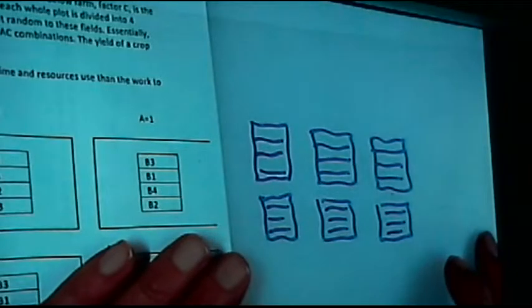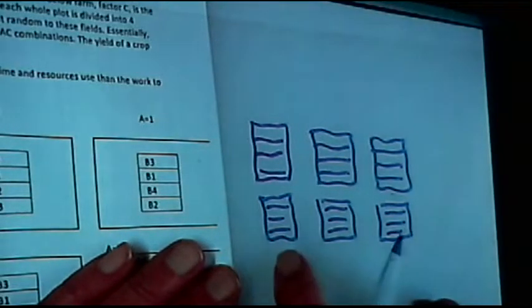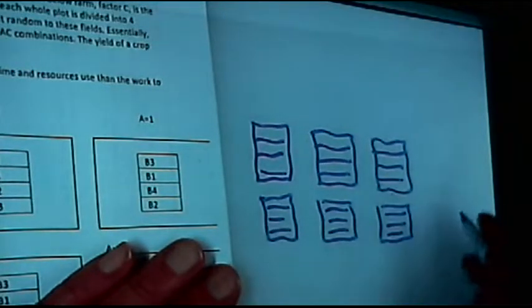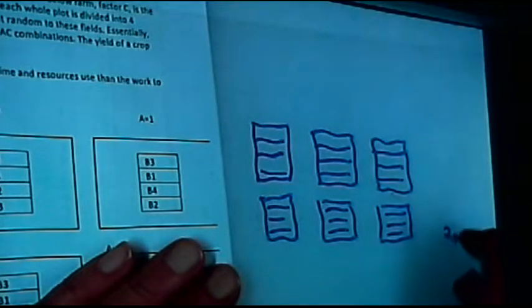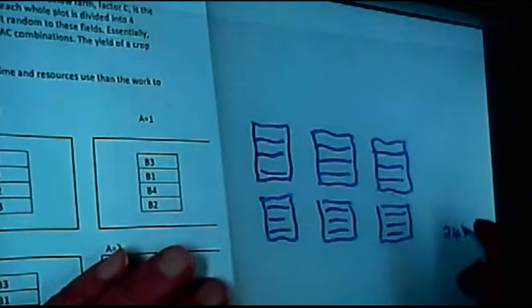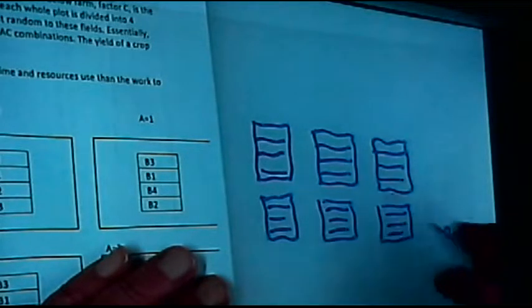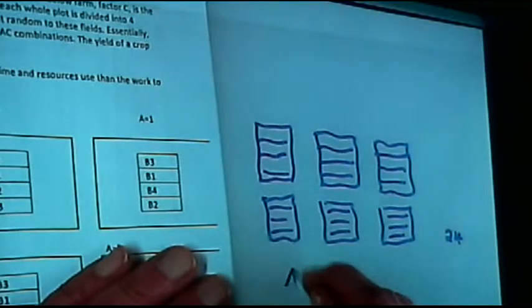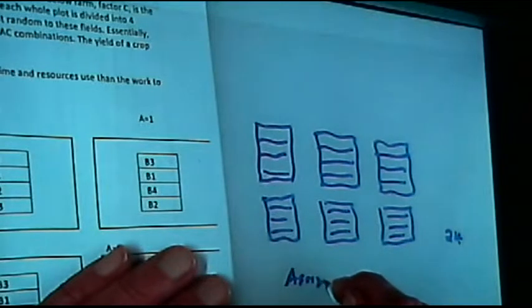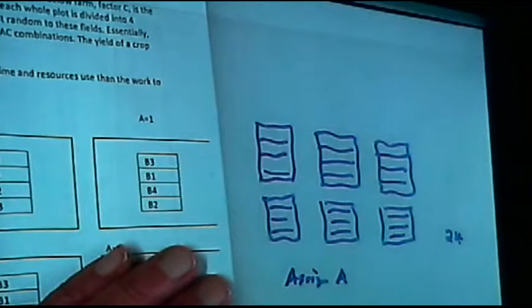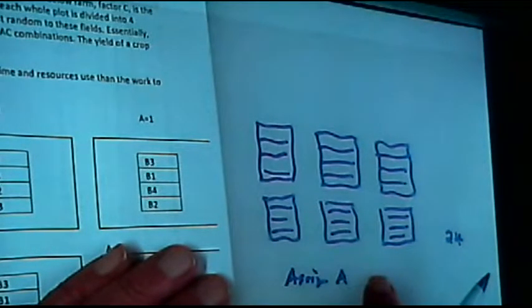So those are my plots of land. 12, 12 boards, 24 in all. There's 24 plots of land. And what I'm going to do is assign factor A, which has 3 levels, to those 24 plots. So I'm going to assign factor A at the 3 levels and at random to those 24 plots. So you can envision that being done.